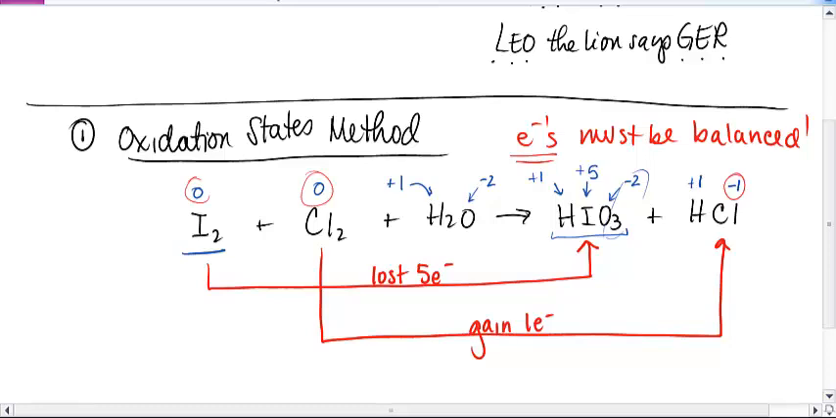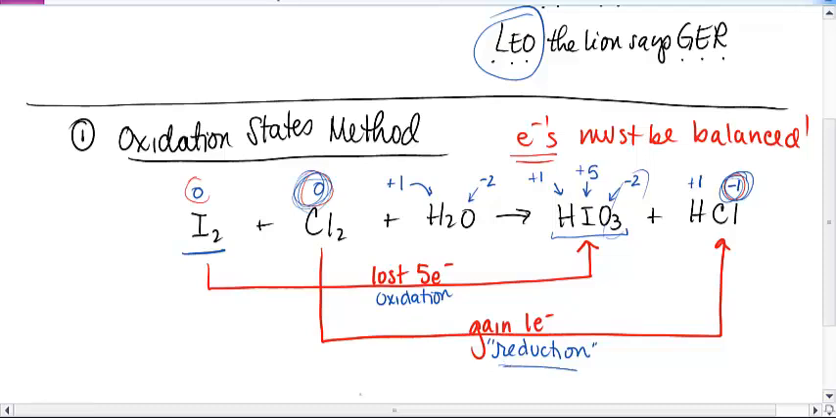Now if we just simply look at who's oxidized and who's reduced, using LEO the lion or OIL RIG: loss of electrons is oxidation, so this is the oxidation. Gain of electrons is reduction, so this is the reduction. And if we think about why it's called reduction if it's gaining, it's because the oxidation number starts at 0 and it's reduced to -1. That's the reduction part of it.